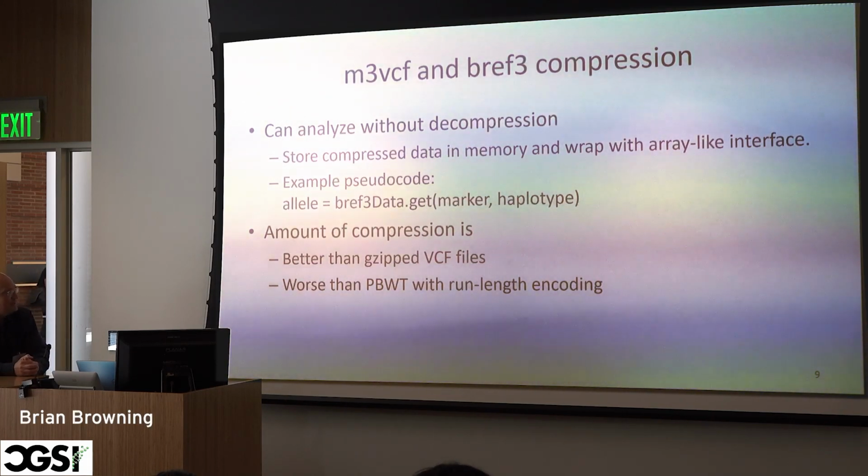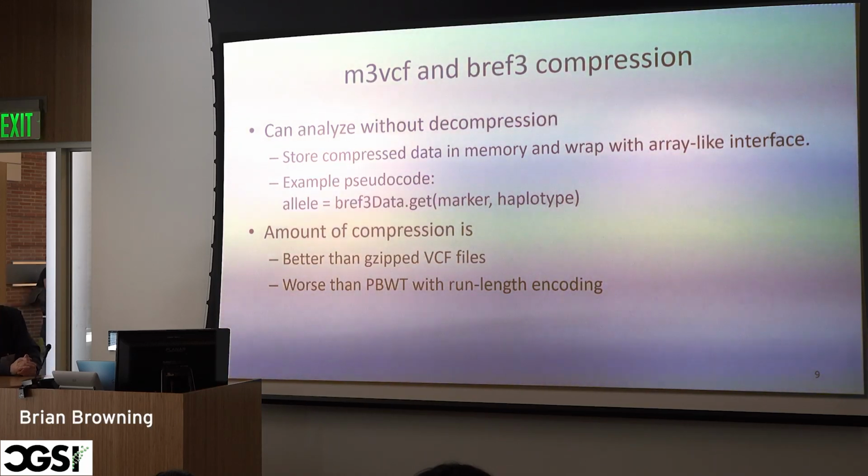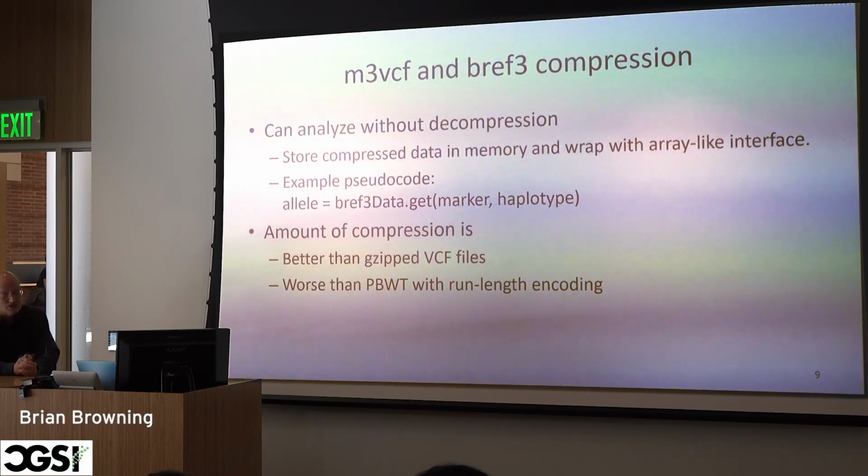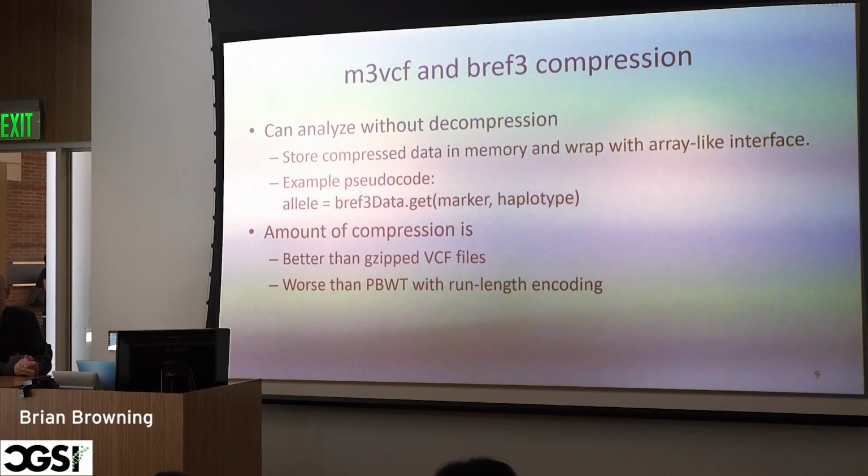How much compression do you get? Well, we'll have some data at the very end of the talk. It's better than gzip files. It's good. But it's worse than something called the positional Burrows-Wheeler transform, PBWT, with run length encoding. It's worse than that.